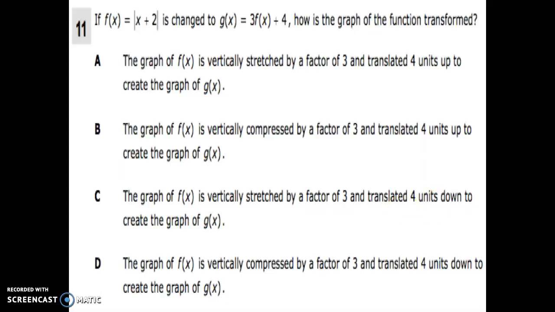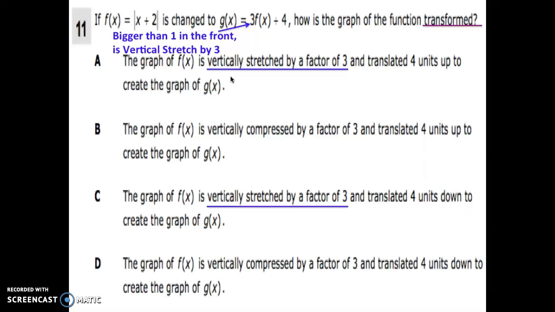In question number 11, we're being asked about the transformation. So we're talking about a graph that is being transformed. We look at each of the different transformations, each of the numbers on the outside and the inside and the front. We have a 3 in the front. So we're saying 3 is bigger than 1 and it's in the front, so it becomes a vertical stretch. So we look for the ones that say vertical stretch. A and C have a vertical stretch by a factor of 3. So B and D are out.